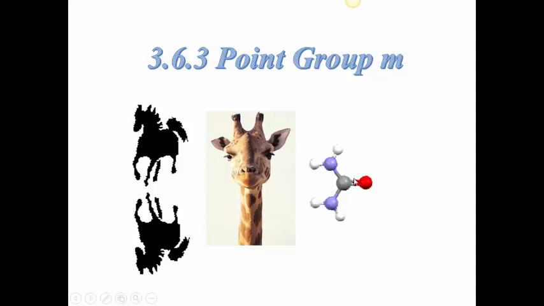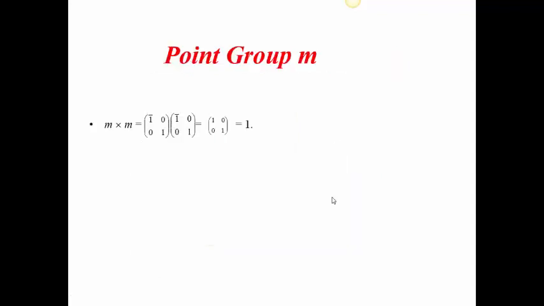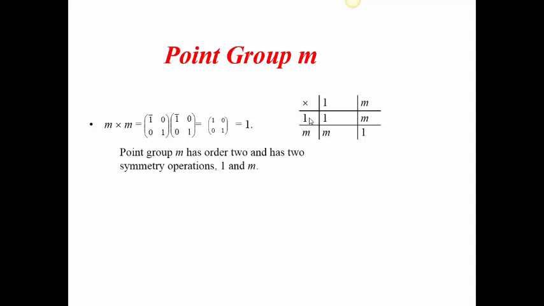And here's an example of urea, which is a molecule which has the carbon and the oxygen, the 2 nitrogens, and the hydrogens. Point group m, if we multiply the matrix for the mirrors, we come back to our old friendly identity. So we have our point group multiplication table. We have two symmetry elements, 1 and m, and so the order is 2. And here is a picture of our horses.